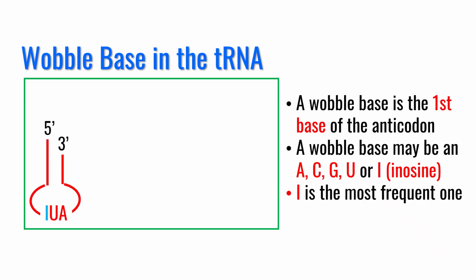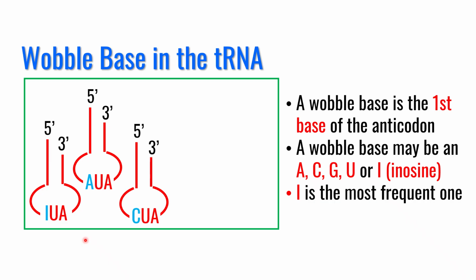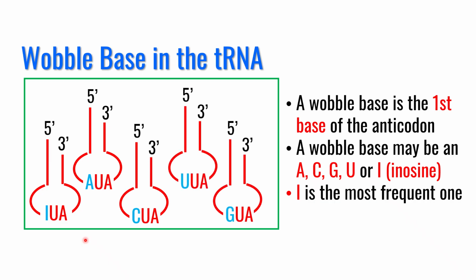Let us review the features of wobble base in the tRNA. A wobble base in tRNA is present in the anticodon arm or anticodon as the first base. When I say first base, it is the base toward 5' end. When I say third base, it is the 3' end base. So this could be inosine or modified base, or it could be normal base such as A, C, G, U. However, the most frequent one is inosine.